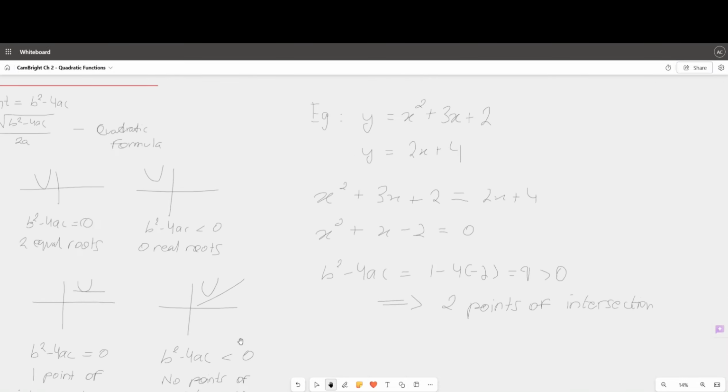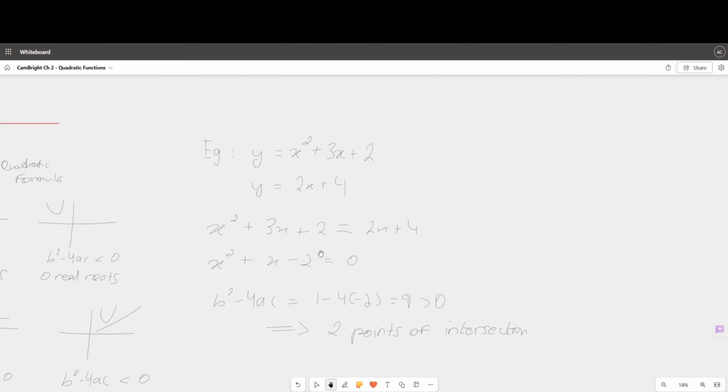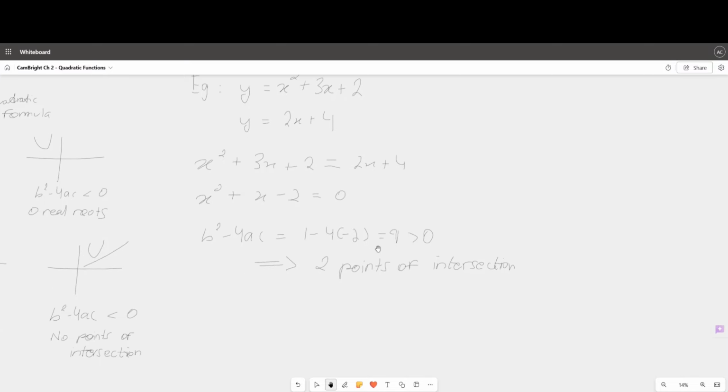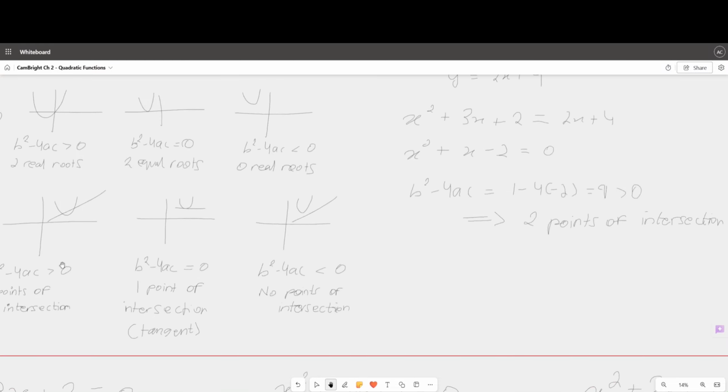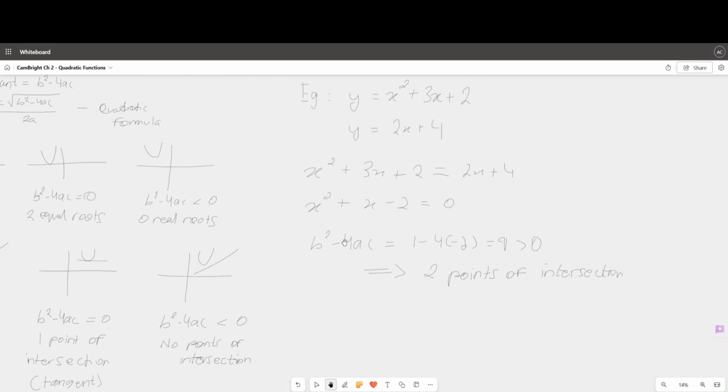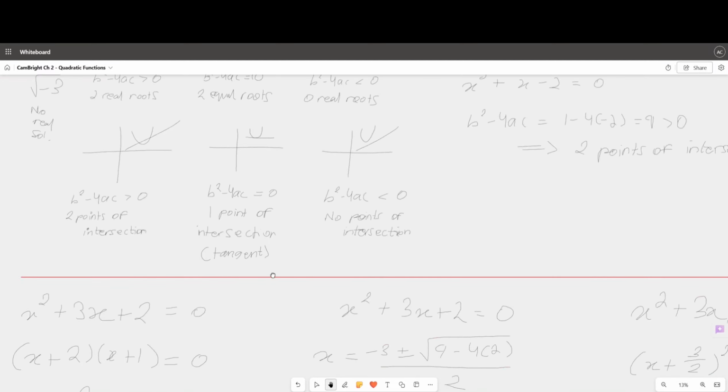So we'll show that line one here in an example. If you have the curve and a line, to find the points of intersection, we equate the two. We then form one equation so that it's equal to 0. We find b squared minus 4ac here, which is 9. Since it's greater than 0, we apply this and we know that there are 2 points of intersection. You can do this with any given line and curve.